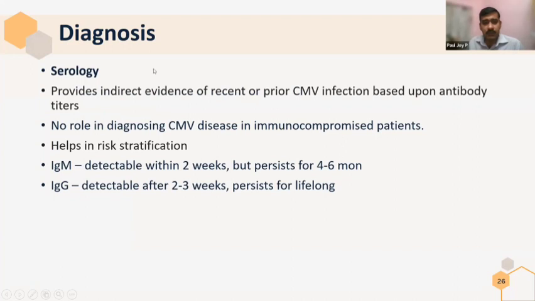Coming to serology, it provides indirect evidence of recent or prior CMV infection based on antibody titers. It has no role in diagnosing CMV disease in immunocompromised patients. It also helps in risk stratification prior to renal transplant. And the IgM antibodies are usually detectable within 2 weeks, but persist for 4 to 6 months. IgG antibodies are detectable after 2 to 3 weeks, but can persist for life long.